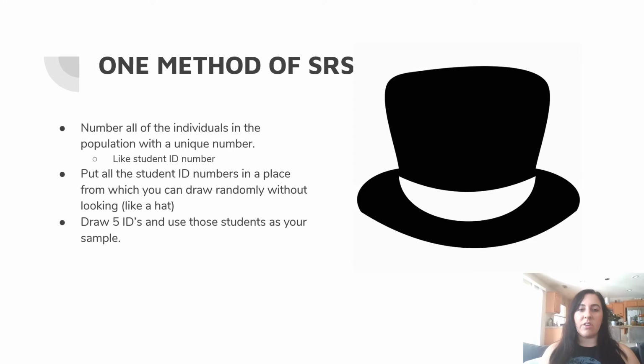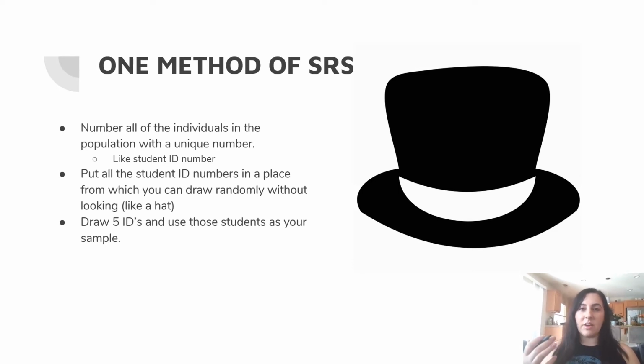And then you're going to put all of the numbers in that population who are participating, just fold them up, put them all together in that hat, right? And then mix it up, and then draw out 5 papers with different numbers, right? And those 5 numbers will be the 5 individuals who get to participate in the study. So that's your 5 individual sample, okay?